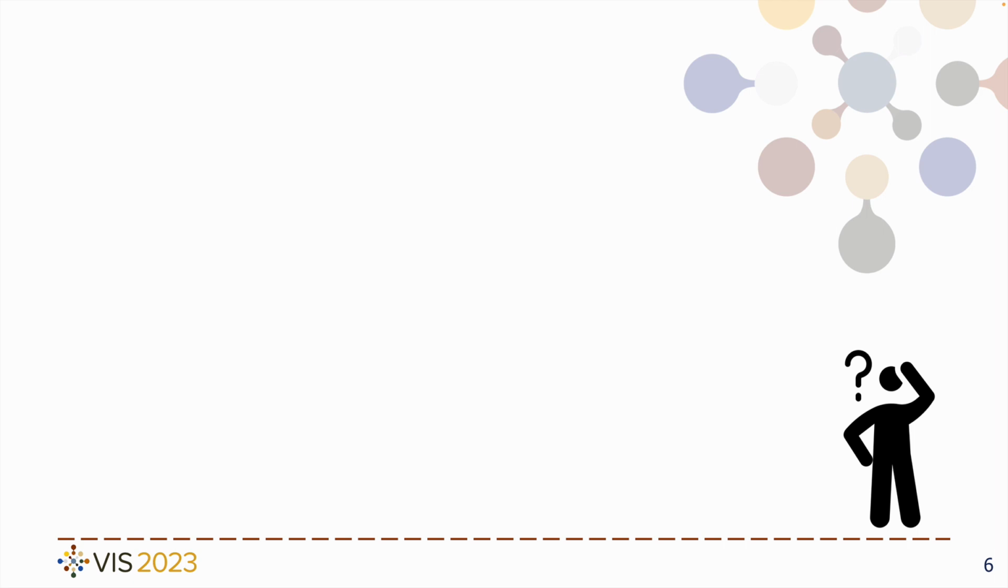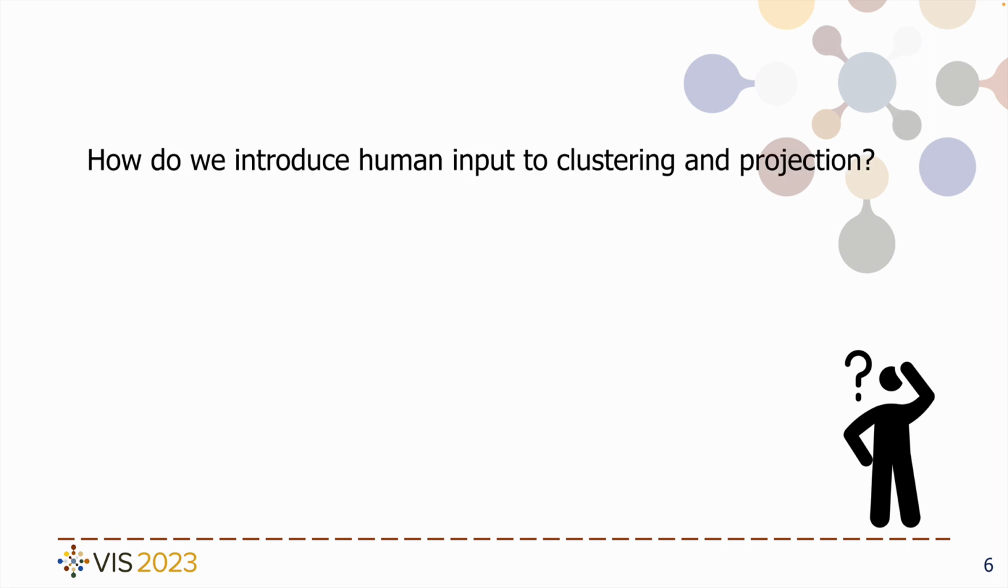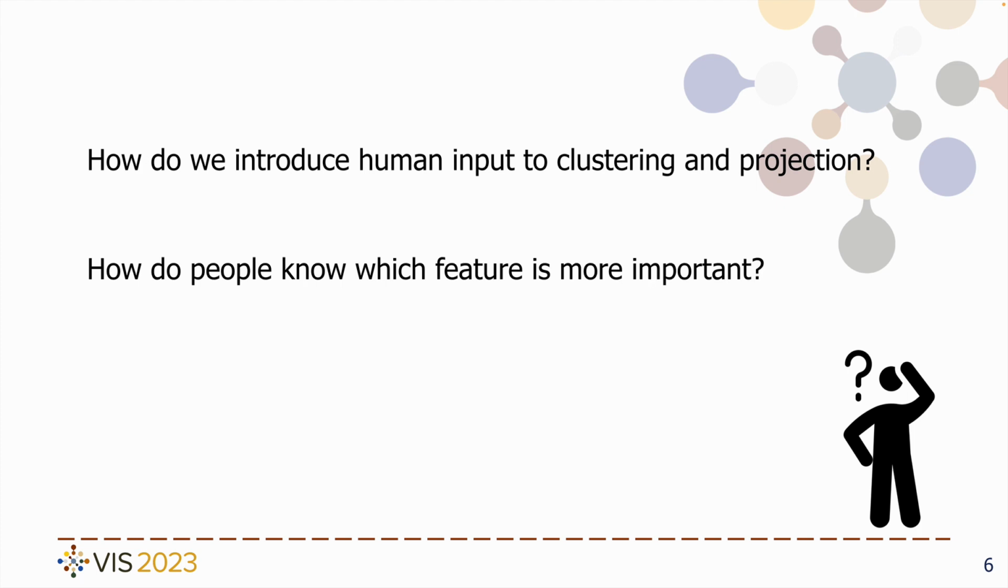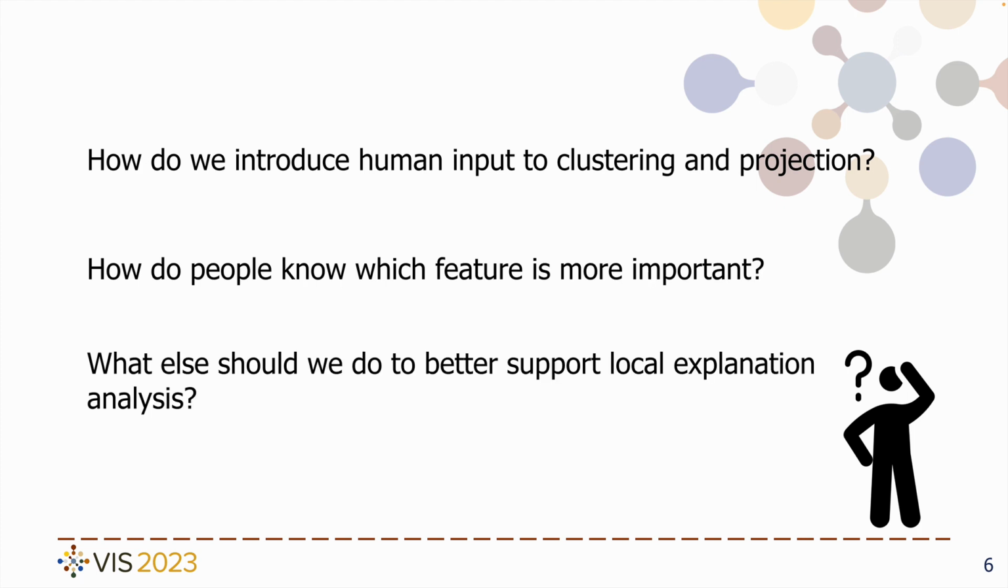So here come the questions. How do we introduce human input to clustering and projection? How do people know which feature is more important? And what else should we do to better support local explanation analysis?